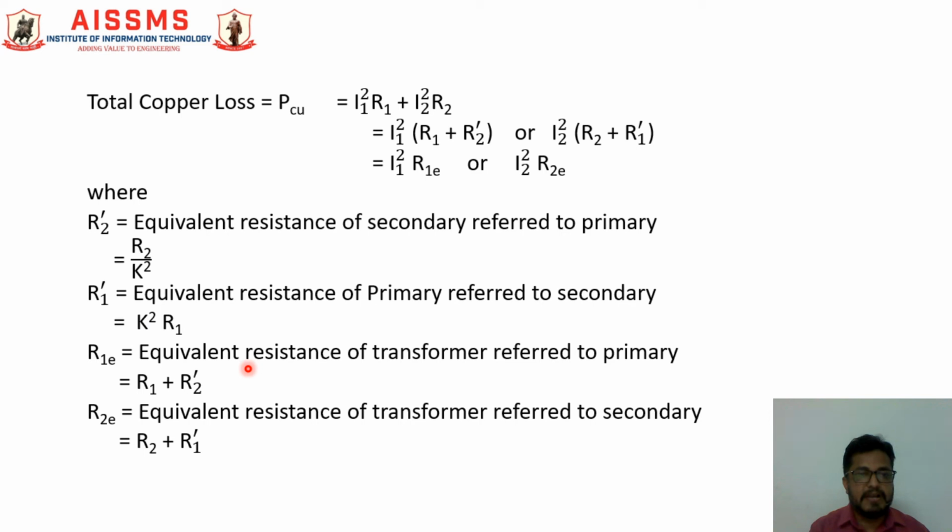R1E is the equivalent resistance of transformer referred to primary, or we can say that it is the total resistance of the transformer referred to primary, R1 plus R2 dash. And R2E is the total resistance of the transformer referred to secondary, or it is equivalent resistance of a transformer referred to secondary. It is equal to R2 plus R1 dash.